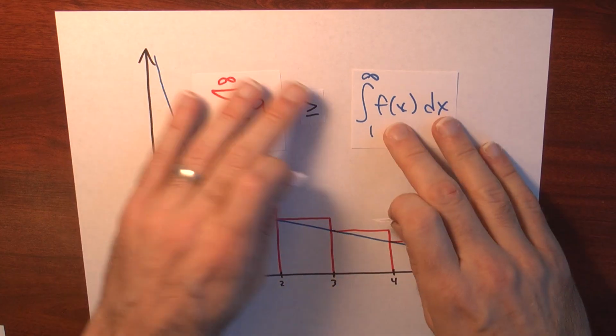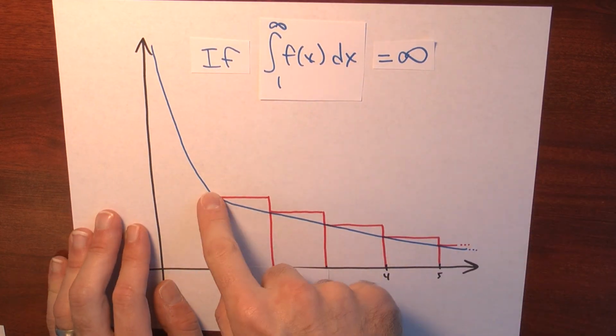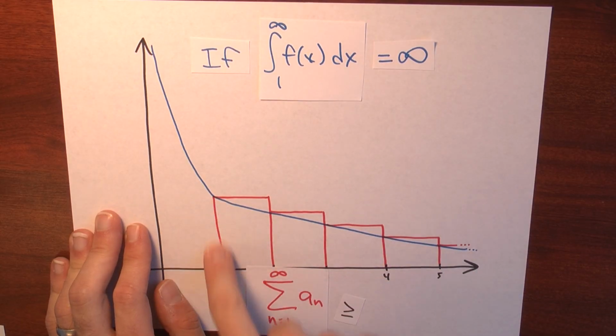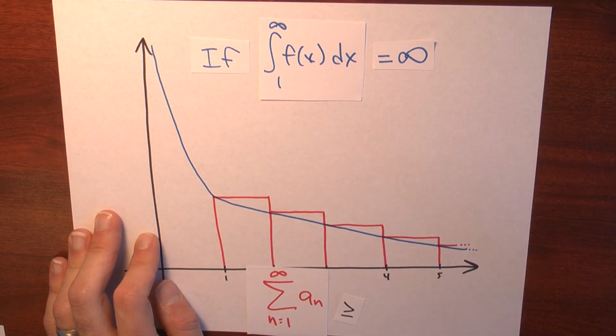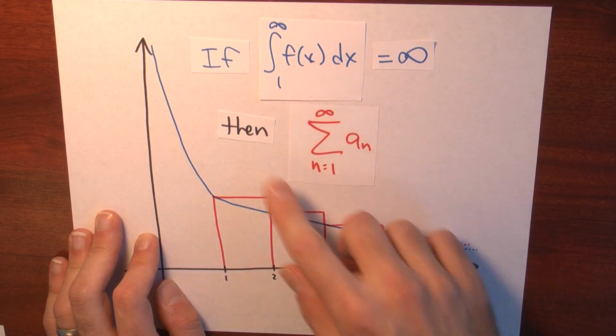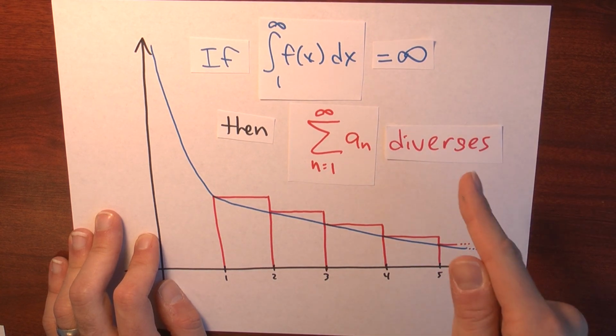And that means if I know that this integral, say, is infinity, if the area under the blue curve and to the right of the line x equals 1 is infinite, then what do I know about this series? Well, that series then must diverge.